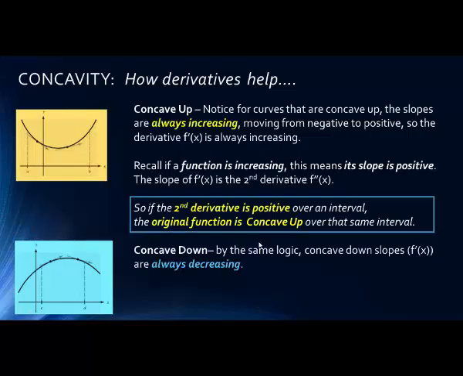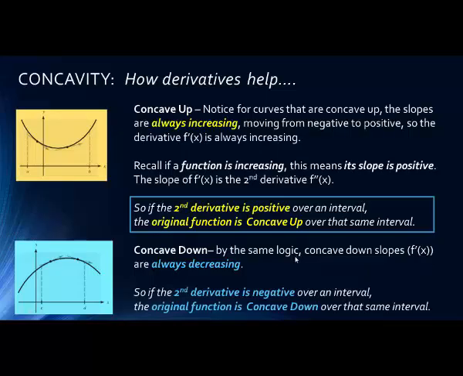By similar logic, for concave down, the slopes, or f prime of x, are always decreasing. So if the second derivative is negative over an interval, then the original function is concave down over that same interval. And this is if your spoon would be spilling something, or letting the coffee or whatever you have in it out.